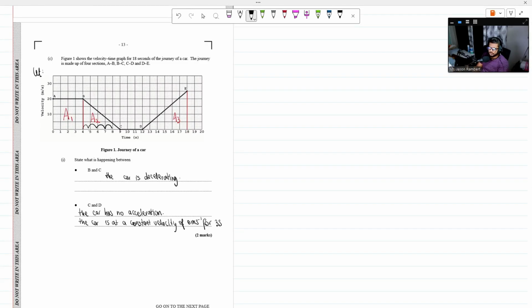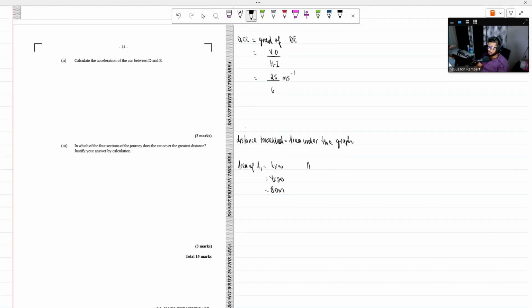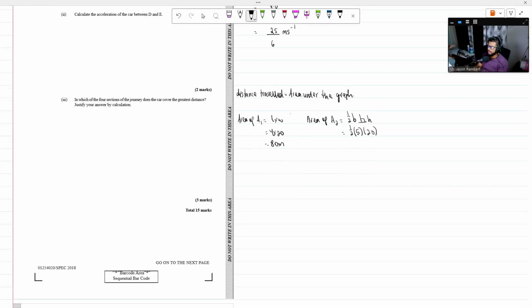Area of A2 is going to be 1, 2, 3, 4, 5, and 20. Area of A2 is 1/2 base by perpendicular height. This is the correct formula for the area of a triangle. It was 5 by 20. It was 5, right? I'm going to double check. Yep, it's 5. Half of 100 is 50 meters.